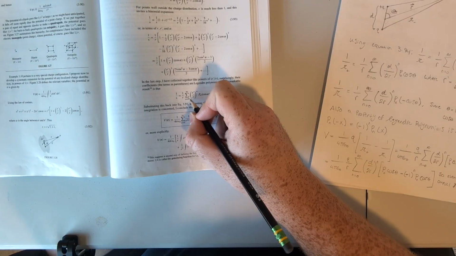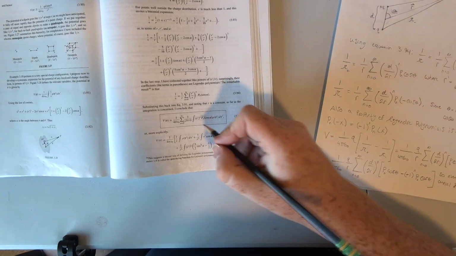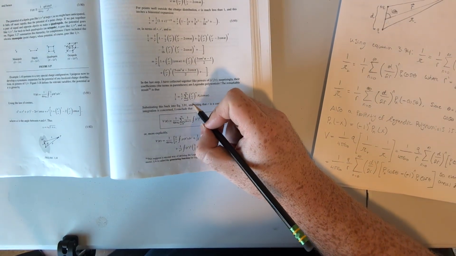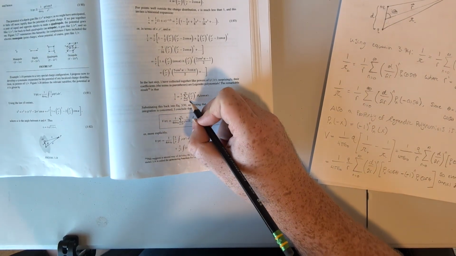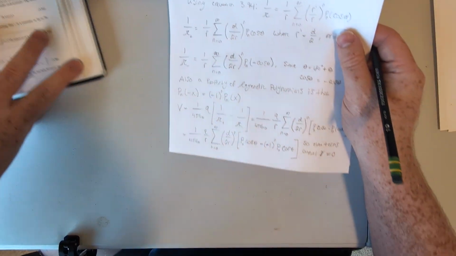I think the monopole term would be n equals 0. The dipole term would be n equals 1. The quadrupole term would be n equals 2, and the octupole term would be n equals 3. So it wants us to expand that out and just show what these other terms look like.